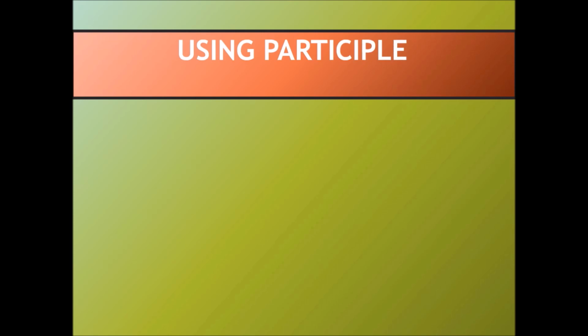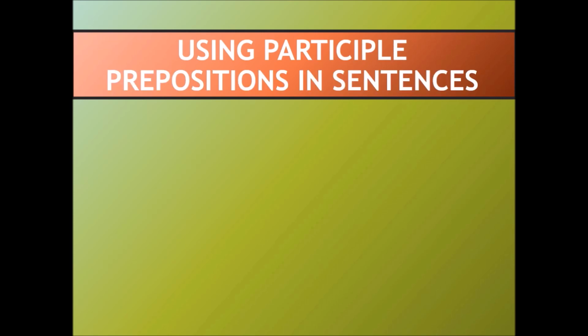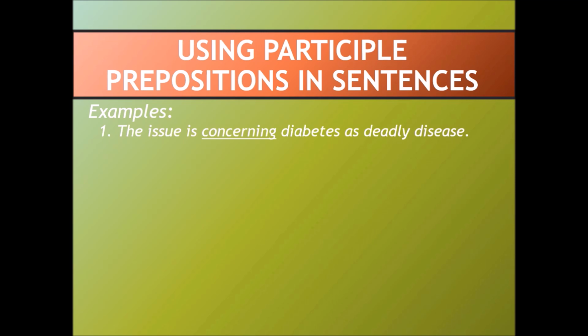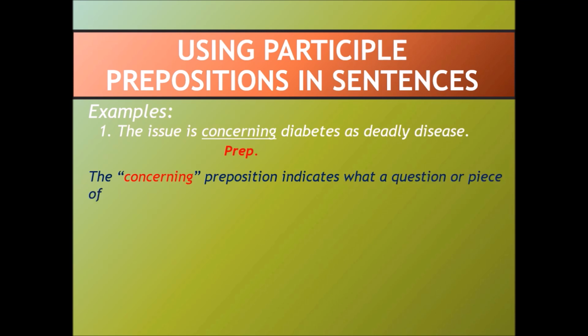Using participle prepositions in sentences. The first one is, the issue is concerning diabetes as a deadly disease, where concerning is a participle preposition. The concerning preposition indicates what a question or piece of information is about.